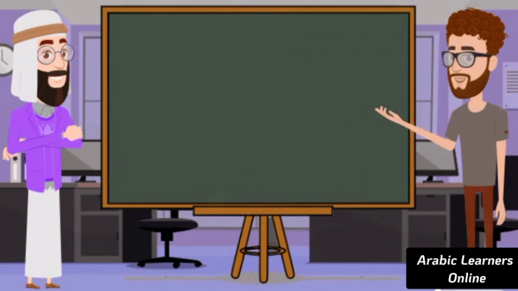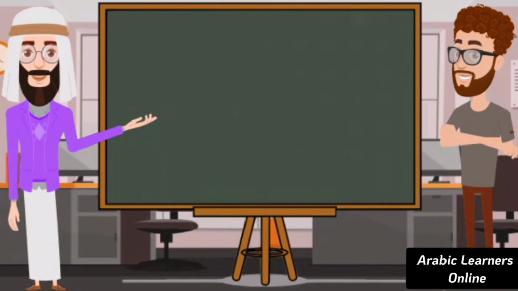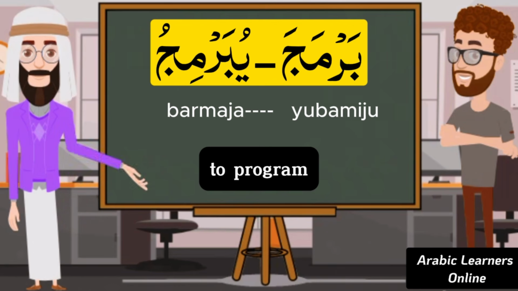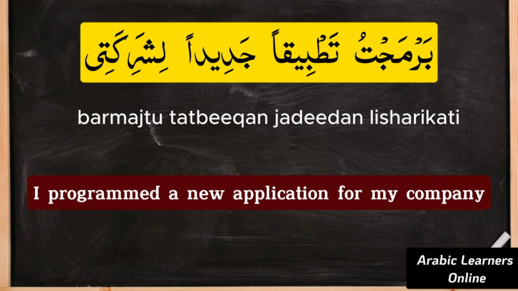Ustaz Adam, let's level up. I want to talk about creating things in Arabic. How would I say, I programmed a new application for my company? Excellent progression. The verb you need is برمجة, يبرمج, which means to program or write code. Here's your sentence. برمجت تطبيقا جديدا لشركتي. In English, I programmed a new application for my company.